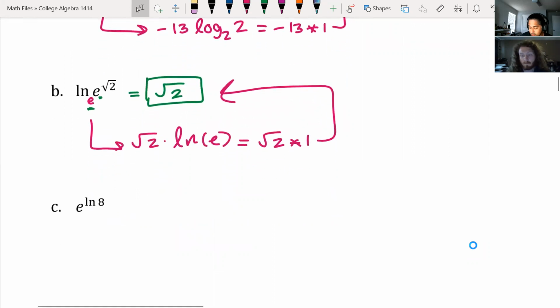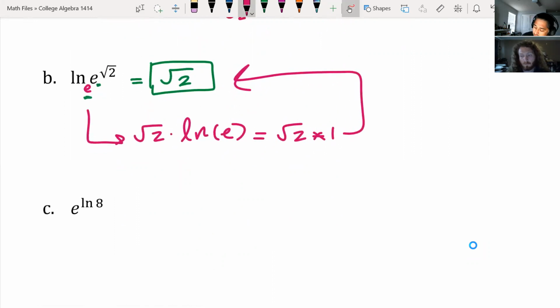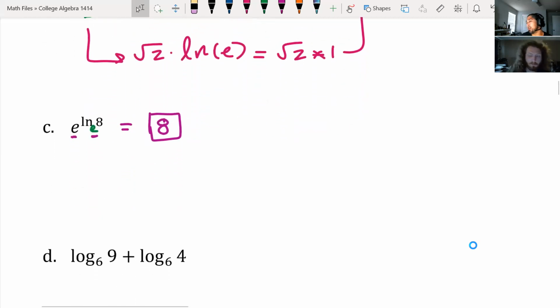All right. C, e raised to the natural log of 8. So this also follows another property that we saw on the first page. The base of the natural log is e. These bases match up, and this will just leave us with 8. There you go. Yeah, I don't think there's any other way to show that one. Or there could be if we set it equal to y and drug it out, but just trust that.